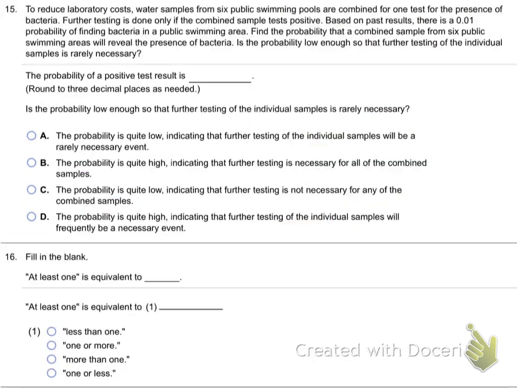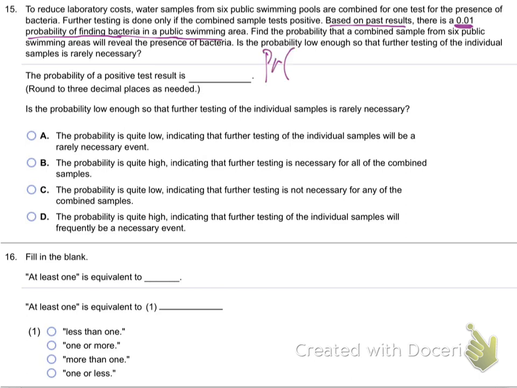So, to reduce laboratory costs, water samples from 6 public swimming pools are combined for 1 test for the presence of bacteria. Same kind of thing. They're testing pools, grabbing a bunch of samples, pouring them into the same beaker. It's exactly the same. Based on past results, there is a 0.01 probability of finding bacteria in a public pool.